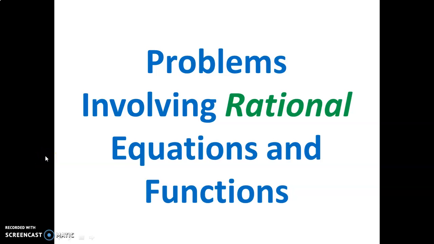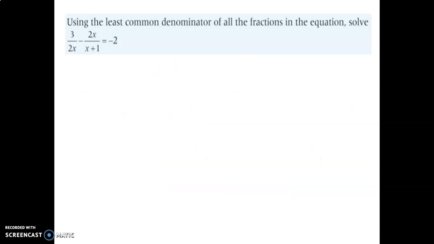Okay, let's finish up this unit with a few problems involving rational equations and functions. First one looks like this. This one is not to do with graphing, not to do with transformations, nothing that we've been doing so far. Now, simply just looking at the algebra of how to deal with an equation that has a rational part to it. So we have an equation that has two rational fractions and it's equal to -2. So how do we solve this?